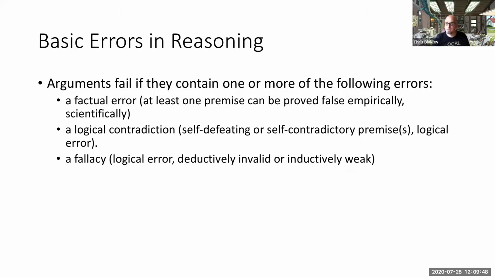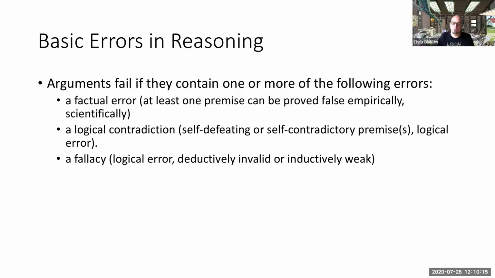I say here that our arguments can fail in three basic ways. There are more ways, but these are the three basic ways. One, they might have a factual error, an argument that contains a premise that is disproven by science or empirical verification. So if I have the argument: if the moon is made of blue cheese, then I can eat the moon. The moon is made of blue cheese, therefore I can eat the moon. Very simple modus ponens argument, in fact. So it has a valid form.